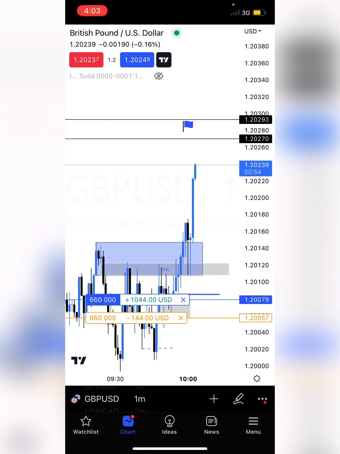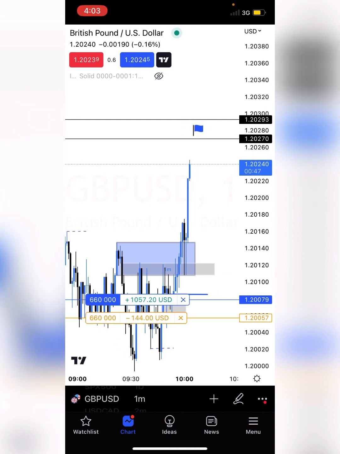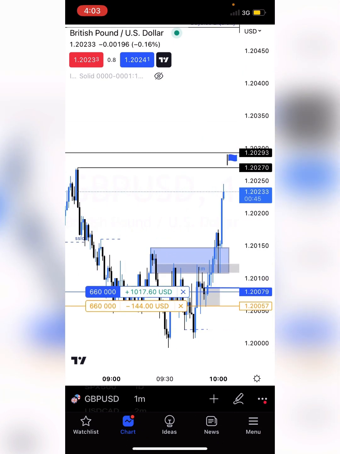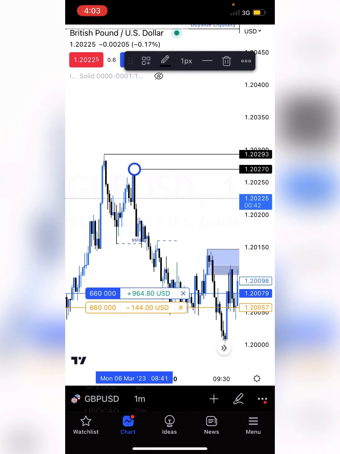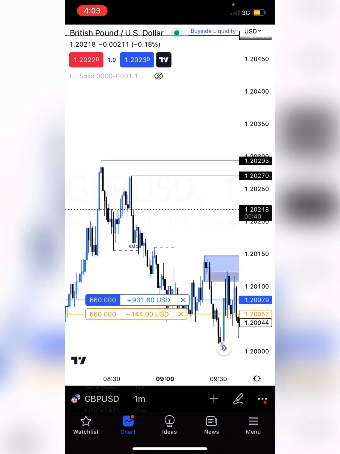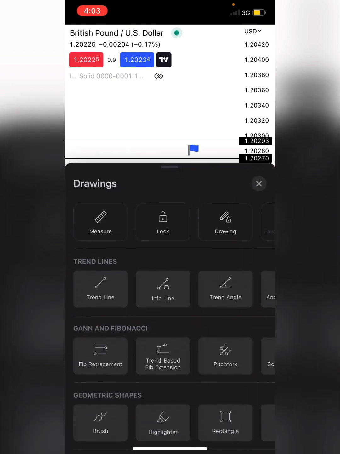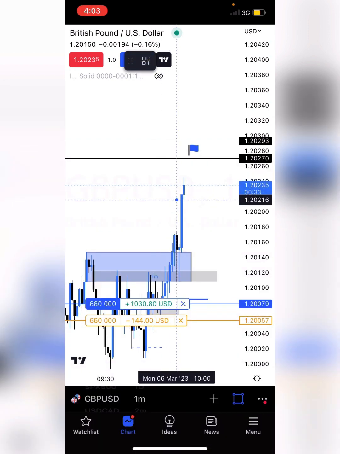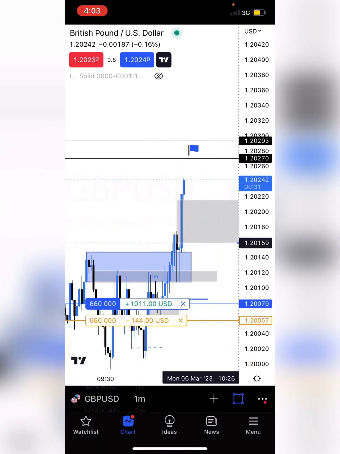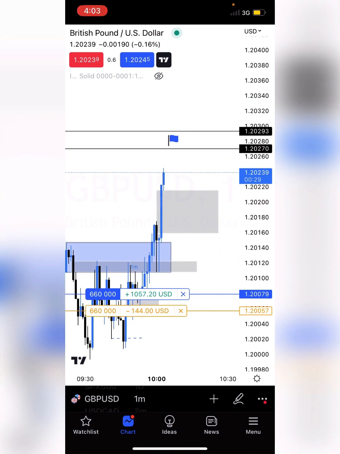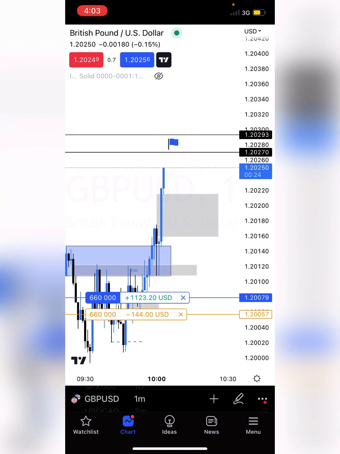Nice expansion. See if price wants to take that out. I think it will. Yeah, that's the first area of buy side liquidity, and that's the second area of buy side liquidity. So I think it will. I don't expect to see price do anything else right now that it's really close to that area there. And almost there.